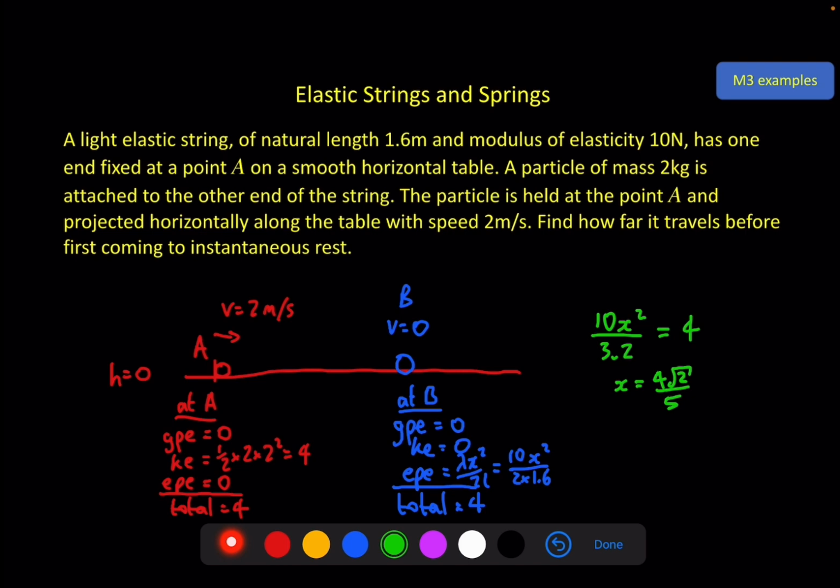Now let's think about what the question is actually asking. Find how far it travels before first coming to instantaneous rest. So it's from A to B, not just the extension. We need to also include here the natural length 1.6. So A to B is what we're being asked to find, and that is 1.6 plus x, and in decimal form that's 1.13, so adding 1.6 to that we get 2.73 meters, and that's 3 significant figures.